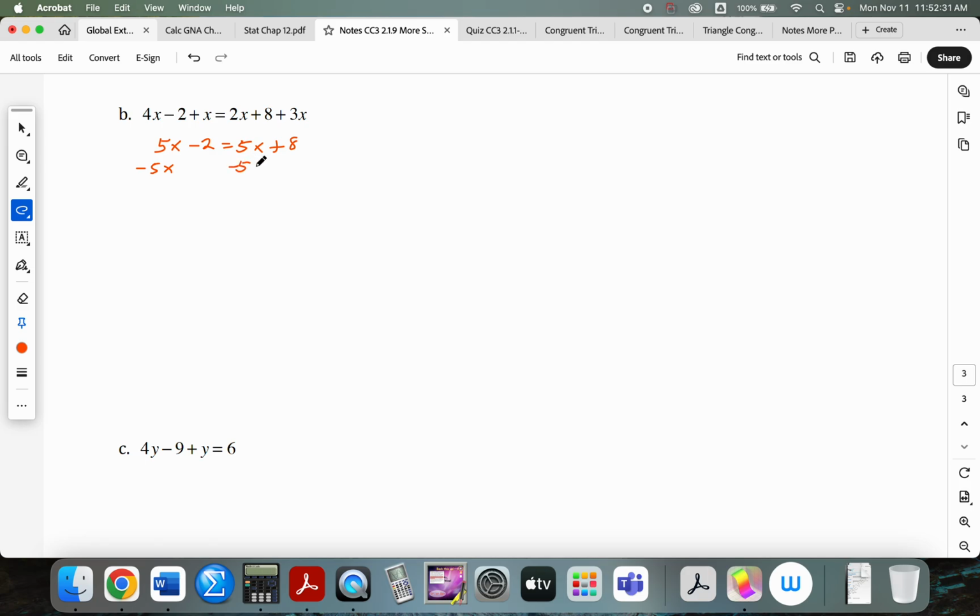Subtracting the 5x from both sides gives you that negative 2 is equal to 8. True or false? False. So what do we say then? There's no solution. You can never make those two equal to each other, no matter what you do.